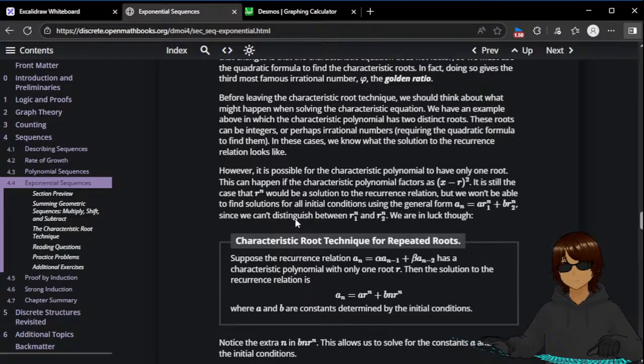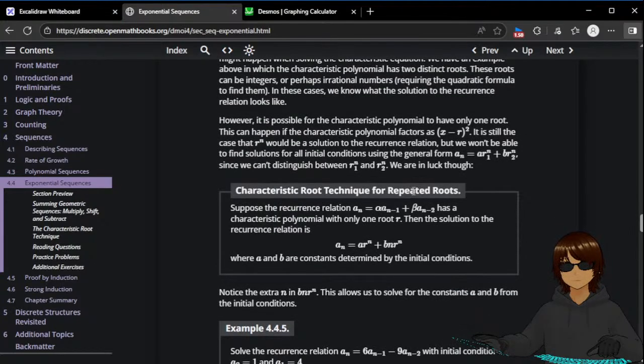However, it is possible for the characteristic polynomial to have only one root. This can happen if the characteristic polynomial factors as (x minus r) squared. It is still the case that r to the power of n would be a solution to the recurrence relation. But we won't be able to find solutions for all initial conditions using the general form a_n is equal to a r^n plus b r^n, since we can't distinguish between r1 and r2.